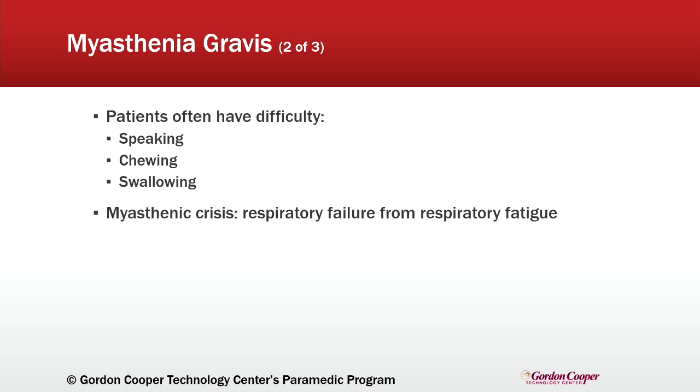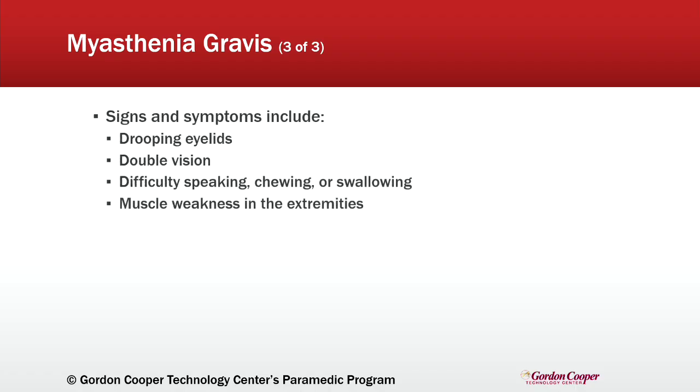Patients may have difficulty speaking, chewing, and swallowing. Myasthenic crisis occurs when respiratory failure happens due to respiratory muscle fatigue. This crisis can be triggered by infection, stress, medication side effects, or even menstruation. Signs and symptoms fluctuate over time and include drooping eyelids, double vision, difficulty chewing, speaking, or swallowing, and muscle weaknesses of the extremities.